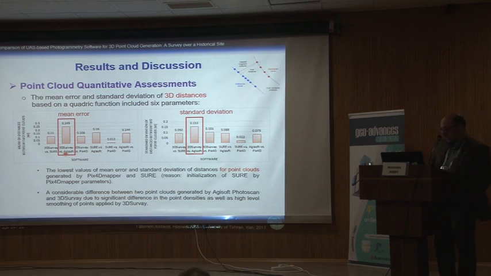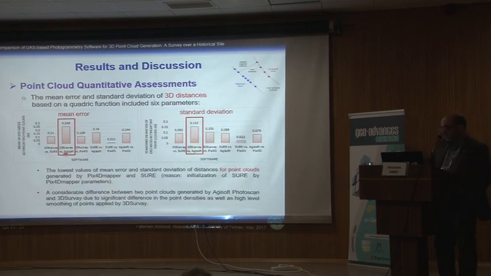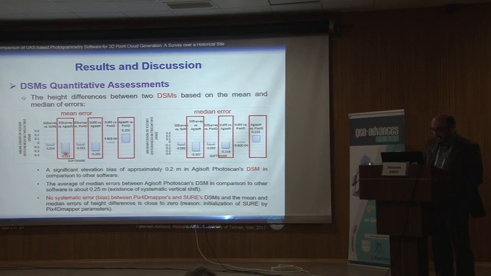Therefore, the deviation is much higher. The previous one was regarding the point cloud. I mean, we compared the point cloud, but now this is regarding the DSM that has been generated in a 2 centimeter grid using the IDW algorithm. Again, we see a significant elevation bias of approximately 20 centimeters in the AgiSoft DSM.